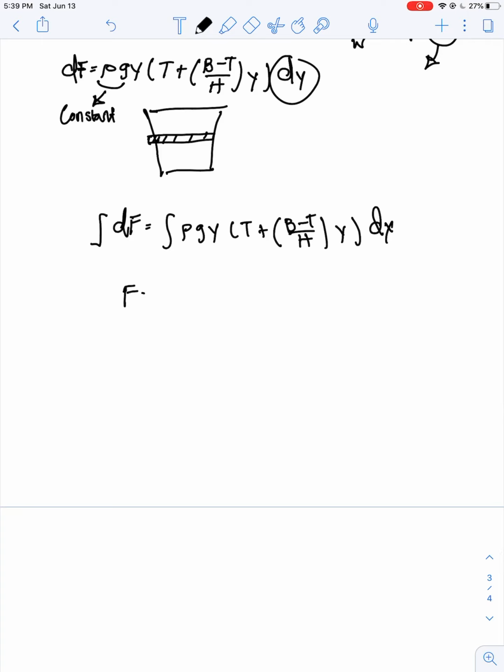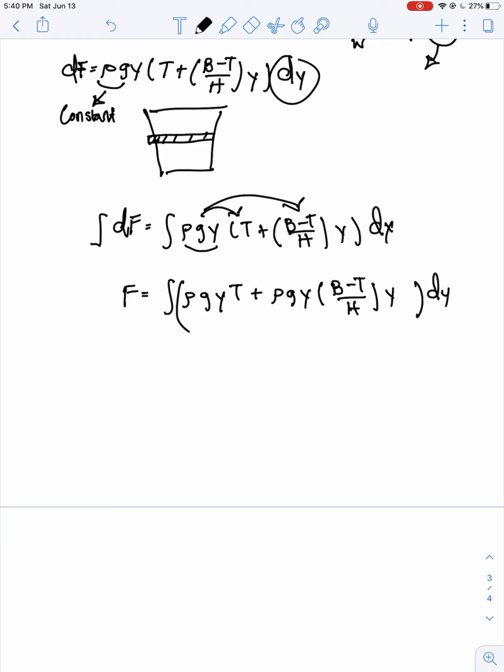The integral of dF is equal to F. And now, I think it's simple to just distribute this into both of these, so we can get the integral of rho g y t plus rho g y (b - t)/h times y, all of that dy. Something very important is to keep in mind the limits of integration.